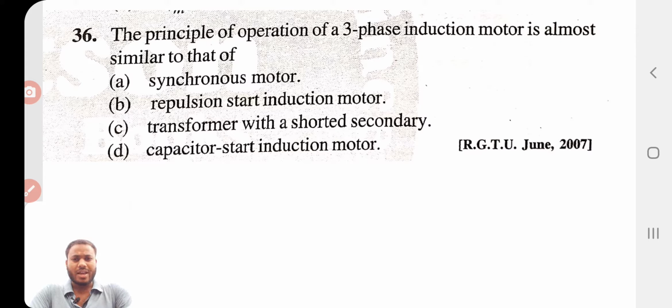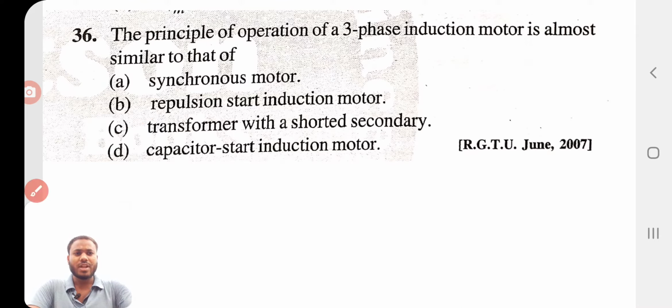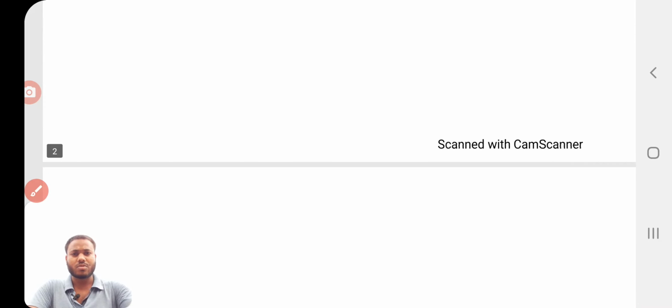Friends, if you have learned the transformer open circuit and short circuit test, then you have an idea what we calculate by short circuiting the transformer. Similarly, the induction motor works. So the right answer will be number C, transformer. Just like a transformer, the induction motor works.